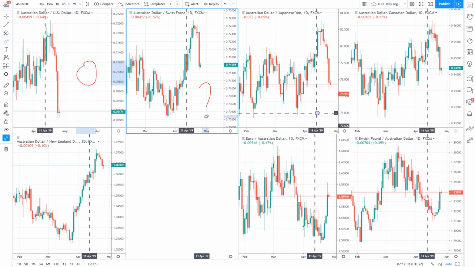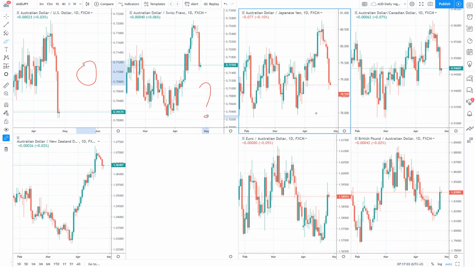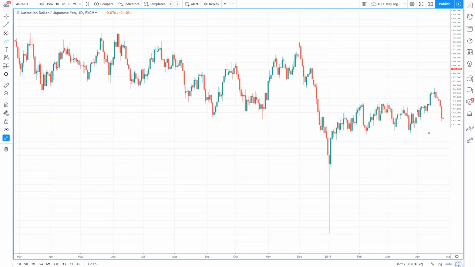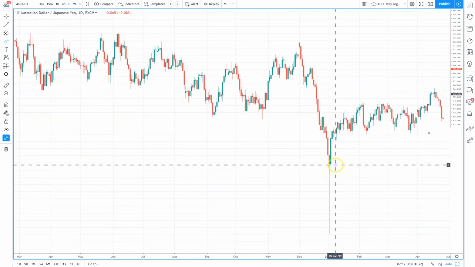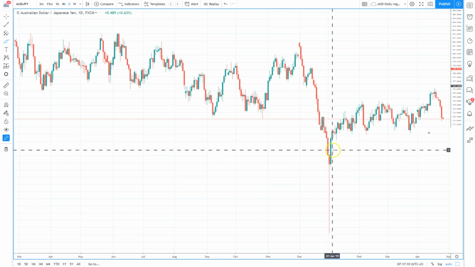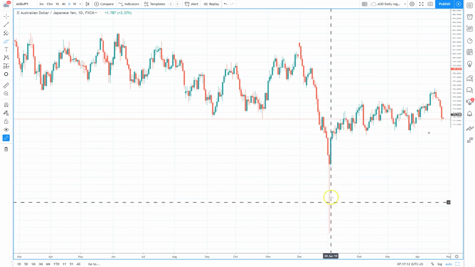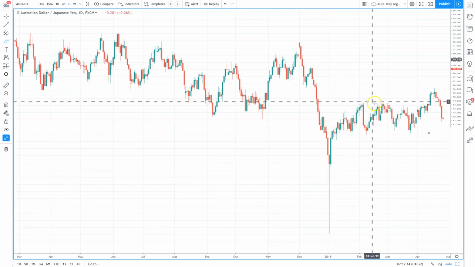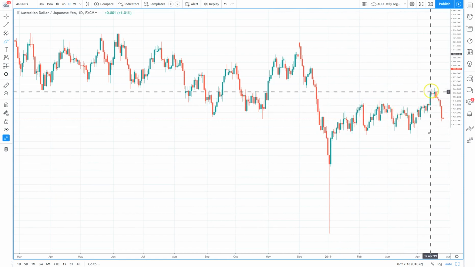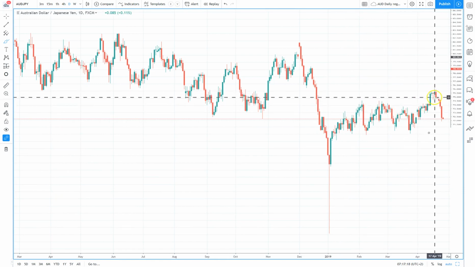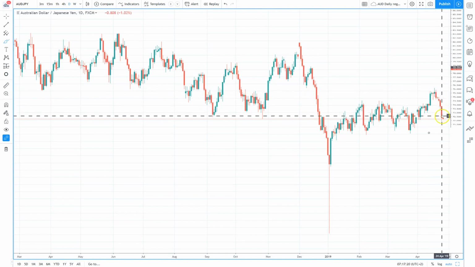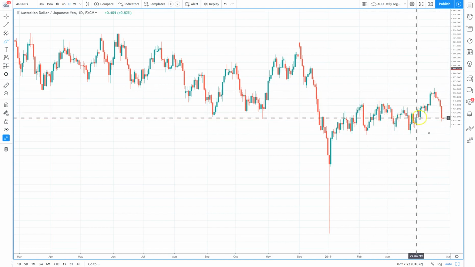Okay. Next one, Aussie yen. Same thing here. After this massive spike down, we came back and we were in a range for a little bit. We broke out of the range. It even seemed to hold for a bit, and then it crashed down again. And the range had been going on for quite some time.